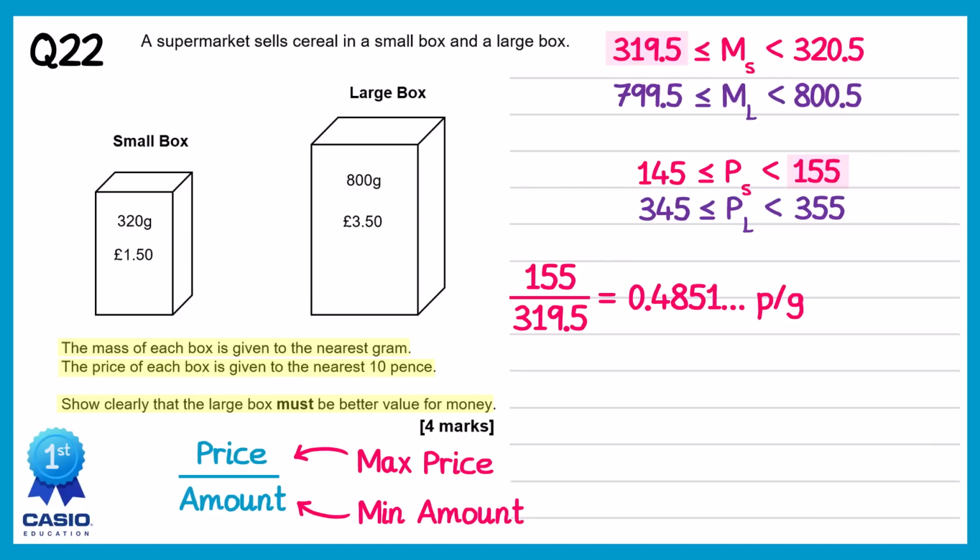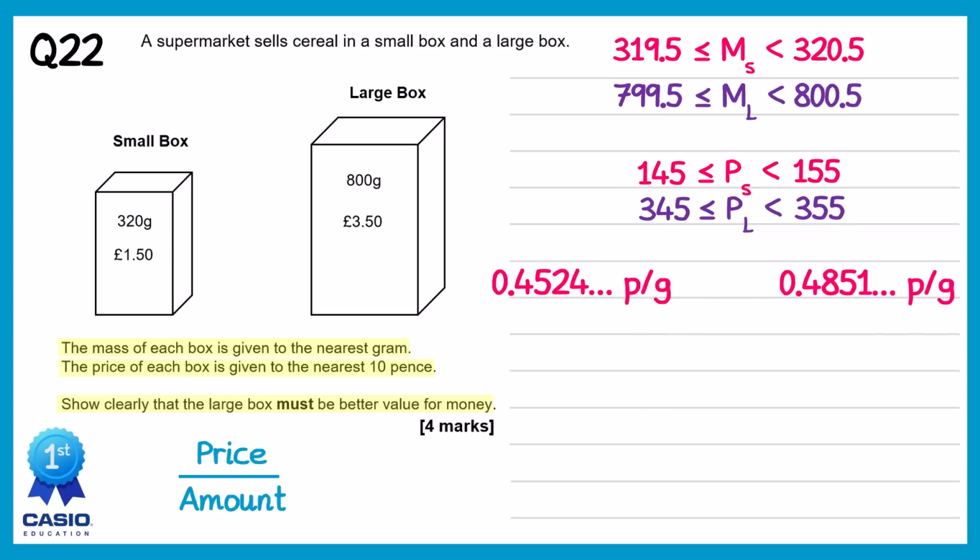If we now do this calculation again, but try and make it as small as possible, we'd need to switch things around. We'd want to do the minimum price, divide by the maximum amount. The minimum price of the small box is 145, and the maximum amount is 320.5. So if we divide 145 by 320.5, we get this number here, once again in pence per gram. This tells us that if we do this value calculation for the small box, then the value must come out between these two numbers here.